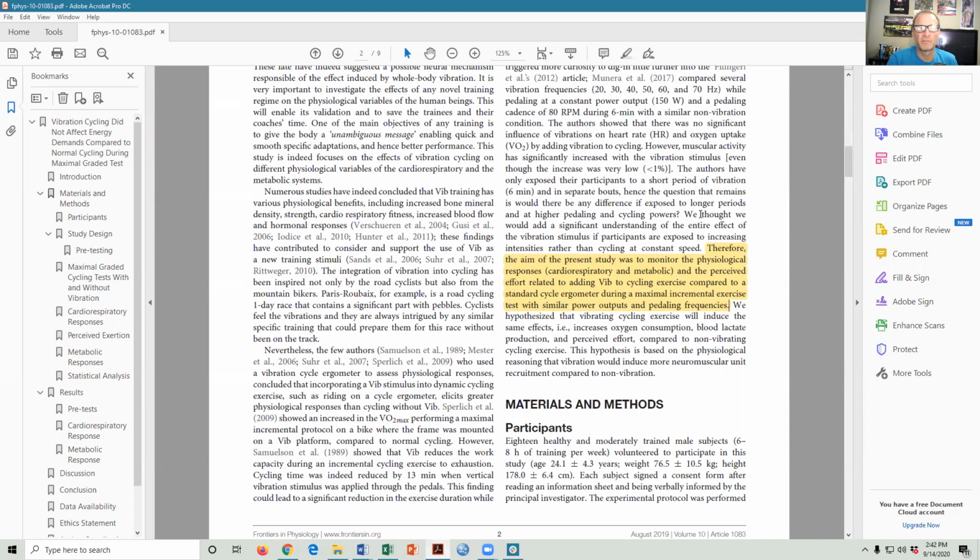And now, without even reading the rest of the introduction, I can get a sense of what the experiment is going to be. It's going to be cycling with and without vibration, and then it's going to be measurements of cardiorespiratory and metabolic measures. So VO2, heart rate, things like that, as well as RPE, okay? So right away, this seems pretty interesting to me. I'm going to keep reading.